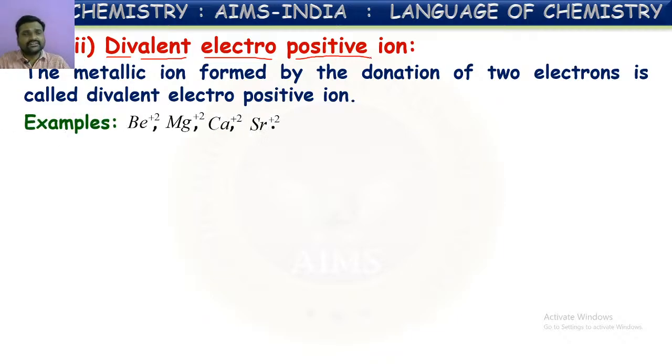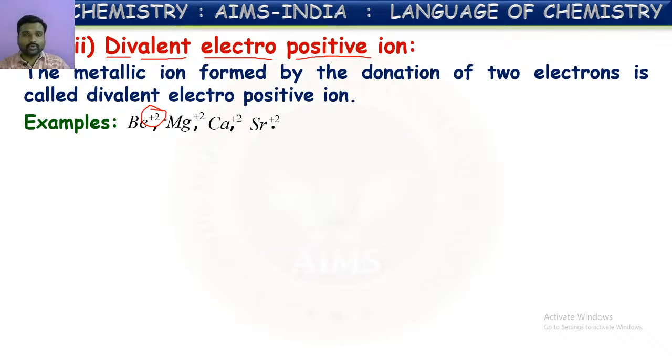Examples we can see here: beryllium plus 2 ion, magnesium plus 2 ion, calcium plus 2 ion, strontium. These all ions are formed by the loss of two electrons by those atoms. So that can be shown here in the superscript with the number of electrons lost by them.